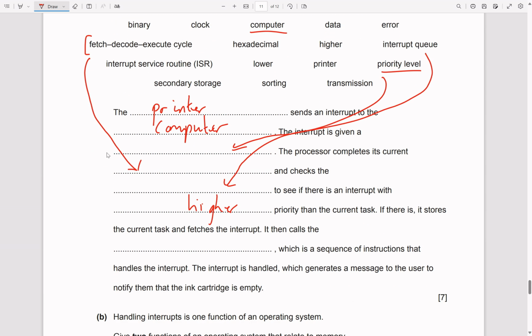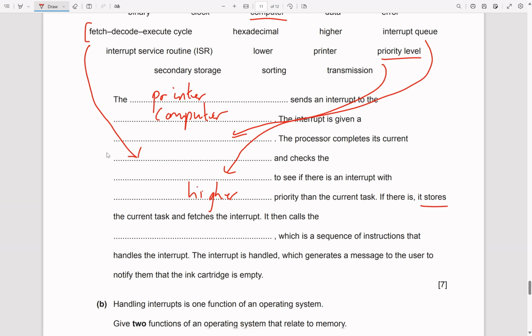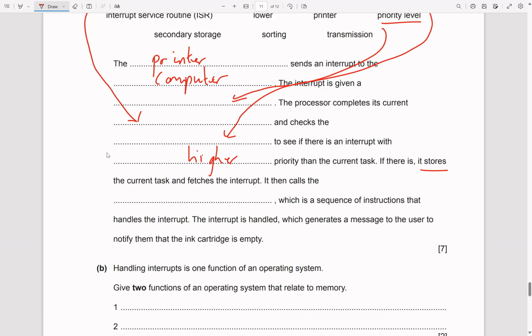Right, so if there is, it stores the current task, so that's what we said, it's going to store the register values of the current task, and fetches the interrupt. So when it says fetches, I think here it then calls the interrupt service routine, the ISR, which is a sequence of instructions that handles the interrupt. The interrupt is handled, which generates a message to the user to notify them that the ink cartridge is empty.